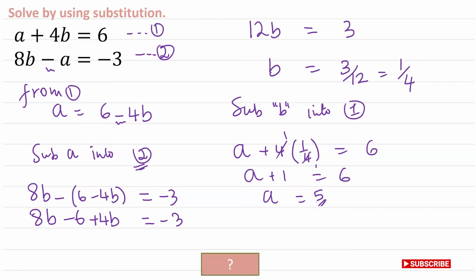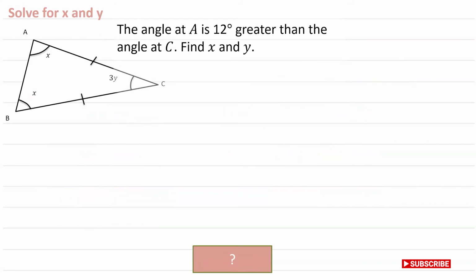Now let's try this. So a is 5, and I know this 4 times quarter gave me 1, so 5 plus 1 is 6. That means this works. And now for this question, we have a bit of geometry here. It's not obvious, it's not saying you should do this or that, but I thought I will do this example. You can solve obviously by any method, but we're going to use the substitution method.